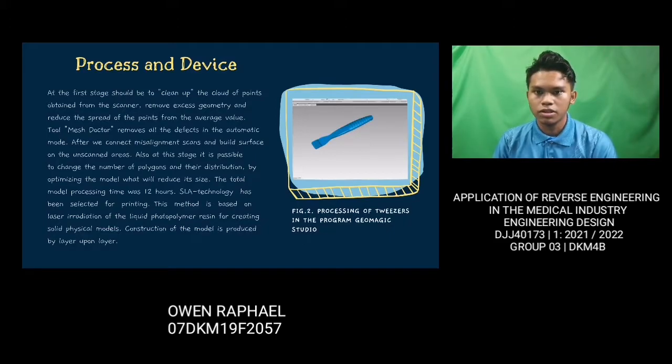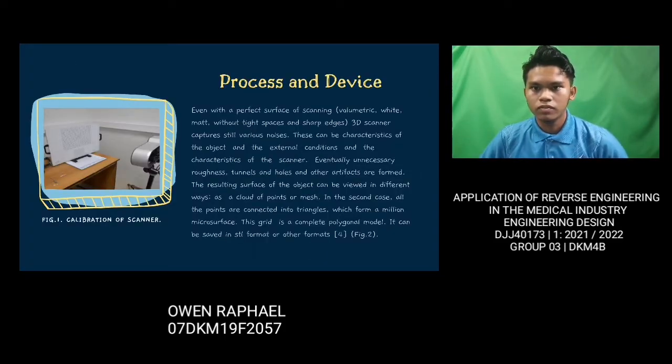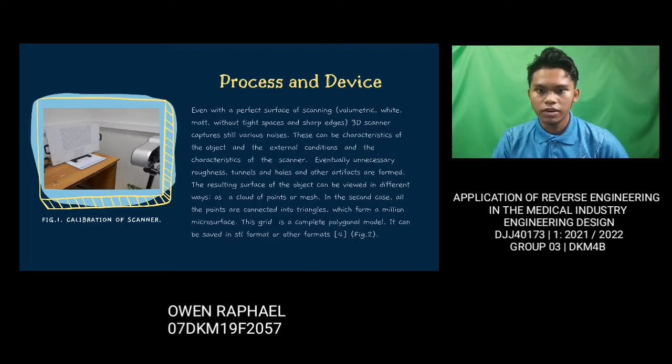SLA technology has been selected for printing. This method is based on laser irradiation of the liquid photopolymer resin for creating solid physical models. Construction of the model is produced layer upon layer. A perfect surface for scanning is volumetric, white, matte, and without tight spaces and sharp edges. A 3D scanner still captures various noise. This can depend on the characteristics of the object and the external conditions and characteristics of the scanner. Eventually, unnecessary roughness, tunnels, holes and other artifacts are formed.